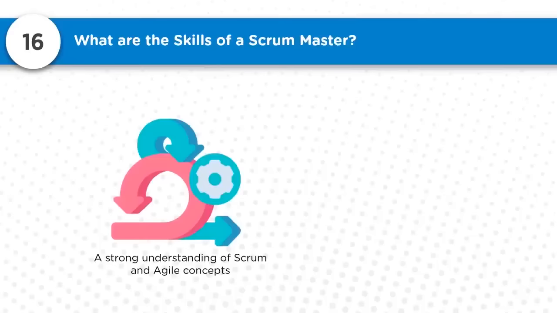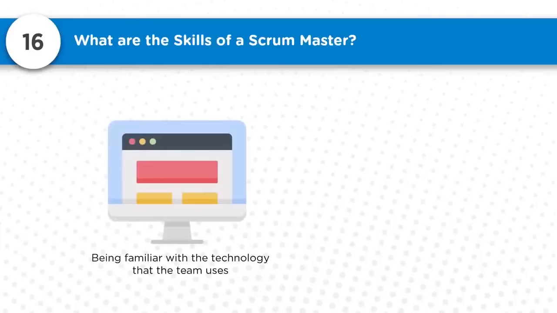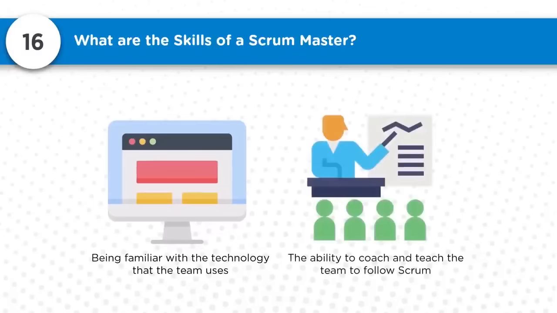So the next question is, what are the skills of a Scrum Master? A strong understanding of Scrum and Agile concepts. A Scrum Master should have fine-tuned organizational skills. When the Scrum Master is working with a self-organizing team with various different capabilities, unless they have organizational and interpersonal skills, working with them will become difficult. The Scrum Master should be familiar with the technology that the team uses, a basic understanding of how it works and the dynamics associated with it. The Scrum Master should have an ability to coach and teach the team to follow Scrum and its methodologies, and be very clear about the terminologies, artifacts, and all the events that happen.